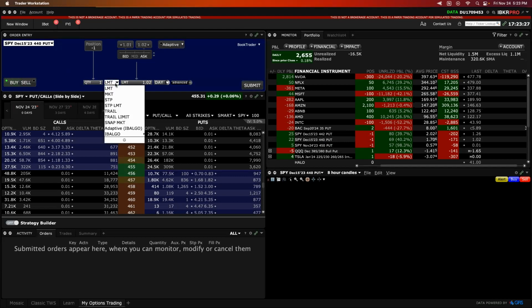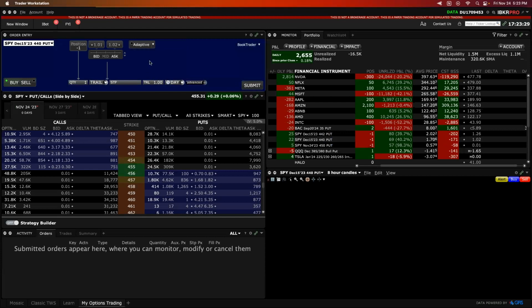Our order type needs to change down to trail. And now here's where things get interesting. We currently have about $70 of profit, meaning that the contract value has gone from $1.70, the average price you see there, down to the last price of $1.02. So roughly $70 of profit as shown in our unrealized P&L column in Interactive Brokers.